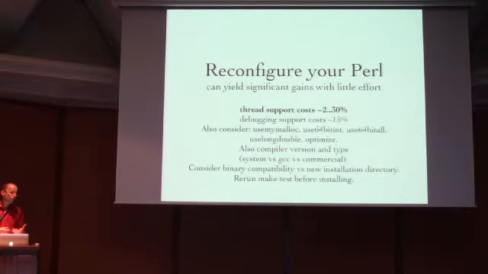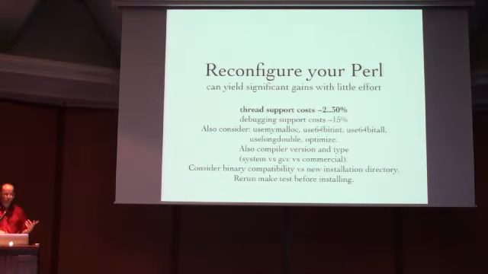Think about reconfiguring your Perl. Usually that's a fairly safe option. You're not changing the logic of your application. Thread support in recent Perls has got a lot better, and maybe in recent operating systems too. The cost for a threaded versus a non-threaded Perl, I think, is now typically around 5%, but it varies depending on the version of the operating system, and the libraries, and the compiler, and so on. Avoid building with debugging, with Perl debugging. It costs about 15%.